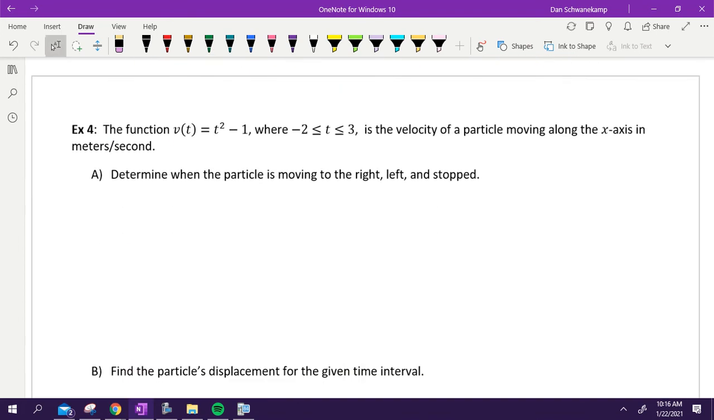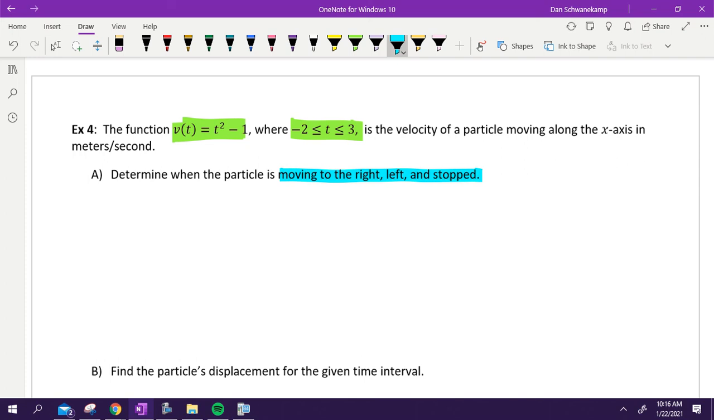We've done them with a calculator so far. Now we're going to do it without a calculator. This takes a little bit more work. Pay attention, please. The function v of t is velocity from negative 2 to 3. Determine when the particle is moving to the left, the right, and stopped. They told me velocity, and they want to know when the particle is moving left, right, and stopped.